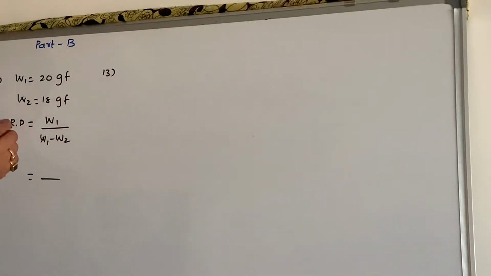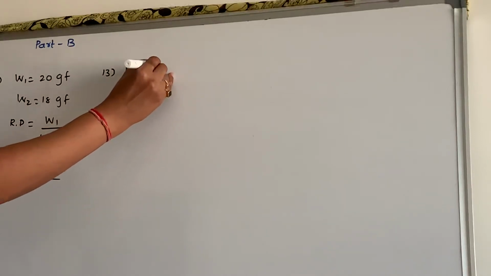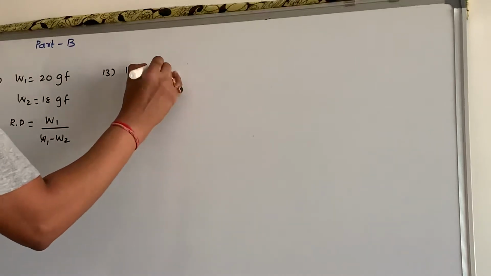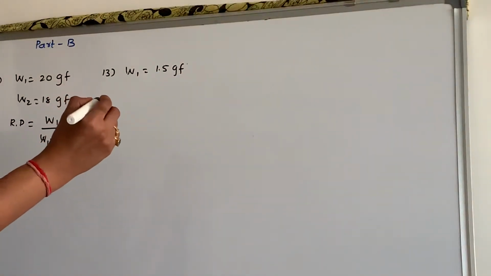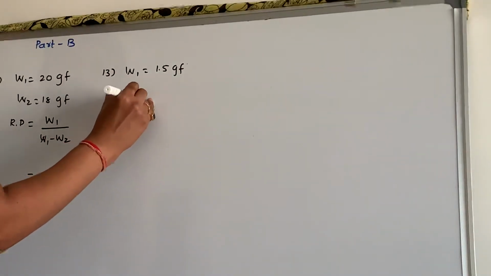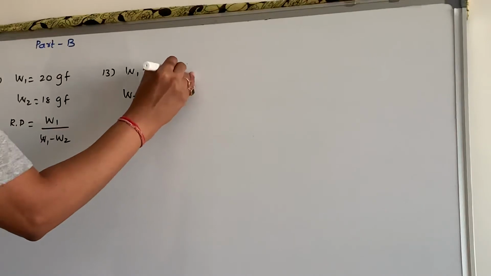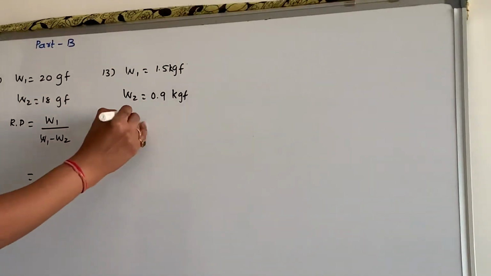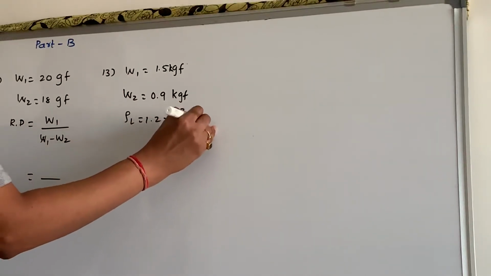13 question. A solid weighs 1.5 kgf in air. That is W1. It is given as 1.5 kgf. Weight in water is 0.9 kgf. This is kgf. This is also kgf. Density of liquid is given as 1.2 into 10 raised to 3 kilogram per meter cube.